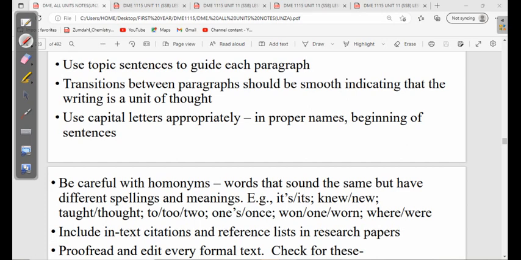And transitions between paragraphs should be smooth, indicating that the writing is a unit of thought. So as you move from one paragraph to the next paragraph, make sure that the writing is clearly connecting. Ideas are connecting, even if they are in different paragraphs.